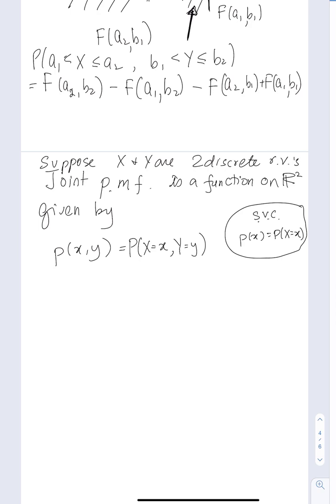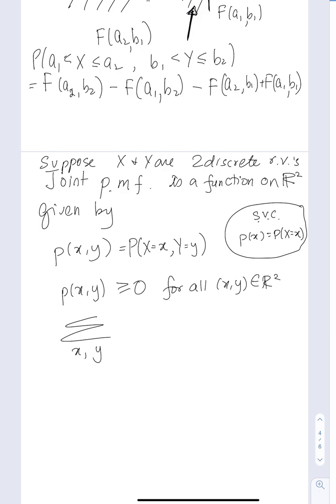Okay, and now let's see. There's something more we need to discuss over here. Of course, for the joint probability mass function, what do you need? You need that p of x comma y is bigger than or equal to 0 for all x comma y in R2. Okay, and if you add it up over all the x's and y's, or if you want to write it as a double sum, that's fine.